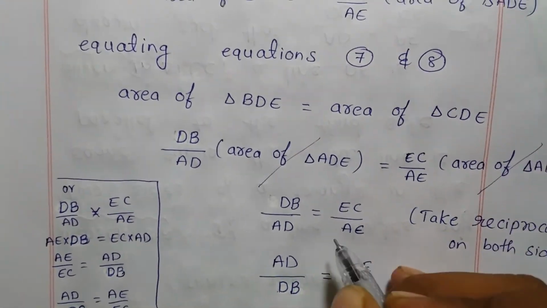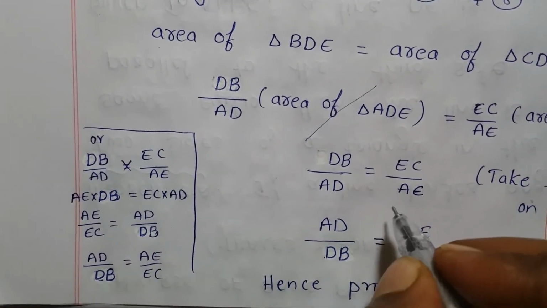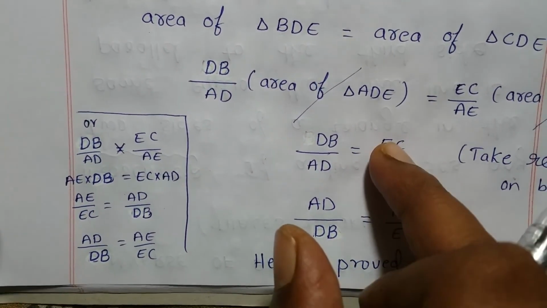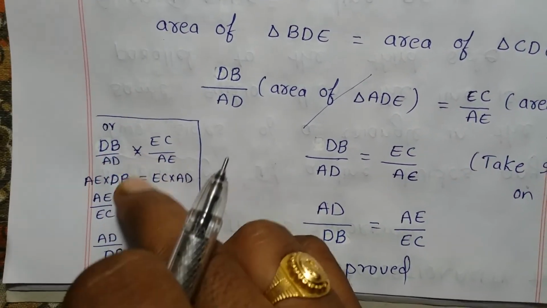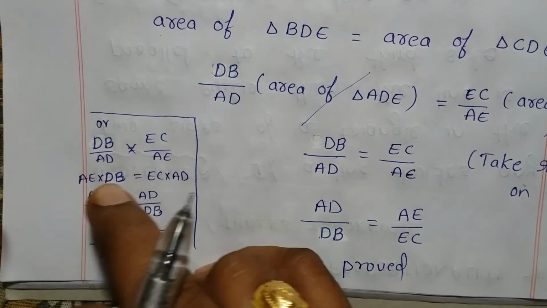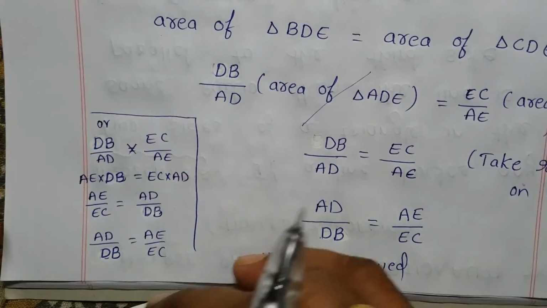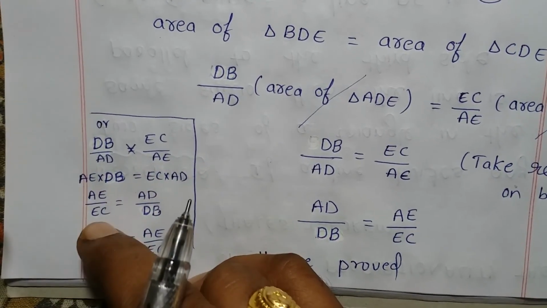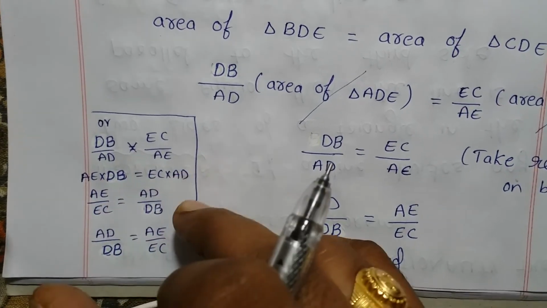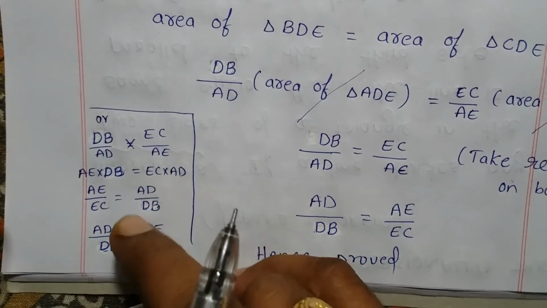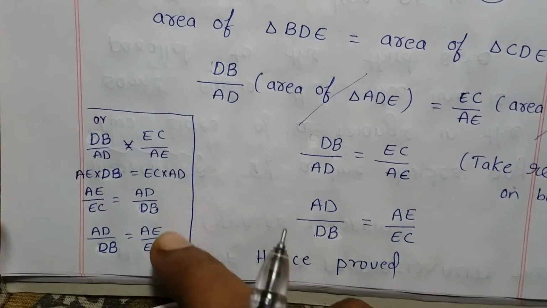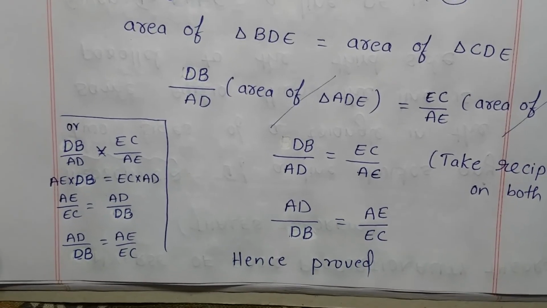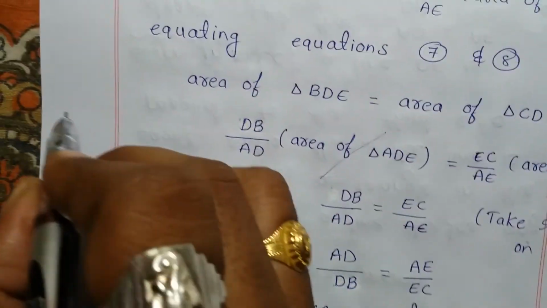Or otherwise you can see here I did cross multiplication. So DB by AD is equal to EC by AE. So now we do cross multiplication. So what you will get is AE into DB is equal to EC into AD. So in the next step, EC is coming this side, AE by EC is equal to DB is going that side, AD by DB. So that is AD by DB is equal to AE by EC. Hence proved. So if a line is drawn parallel to one side of a triangle, it divides the other two sides in the same ratio.